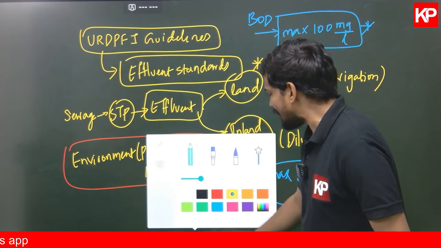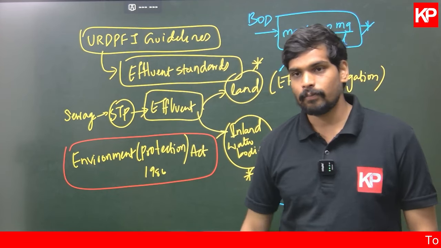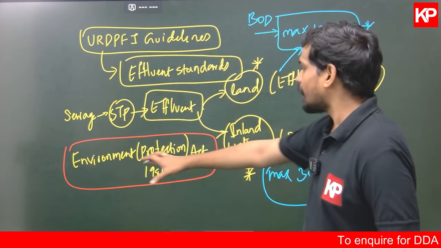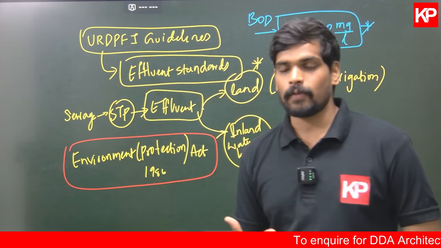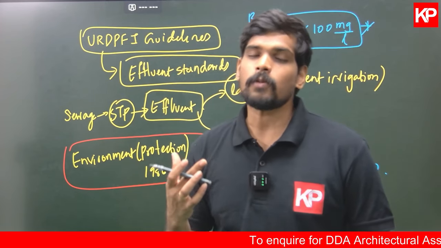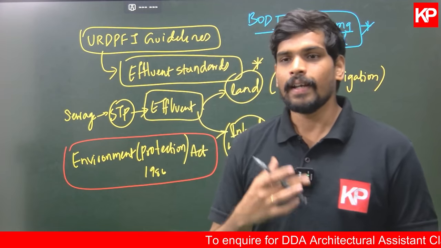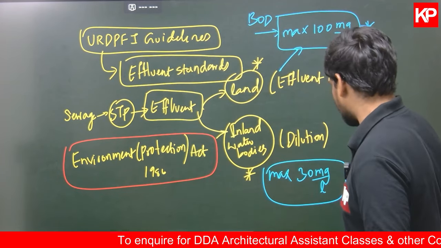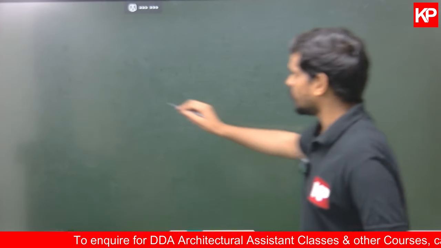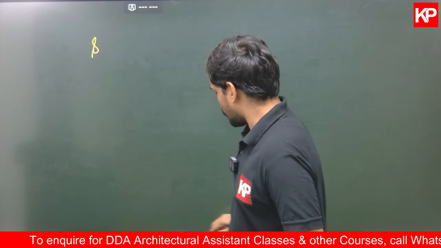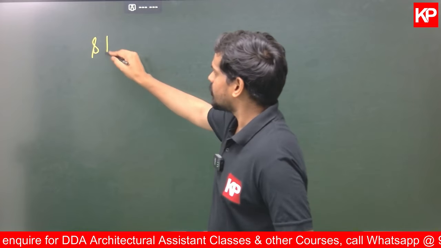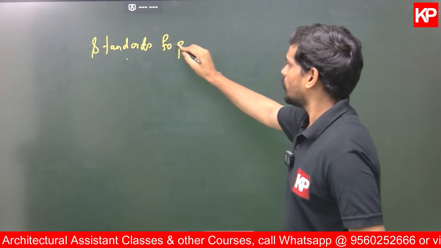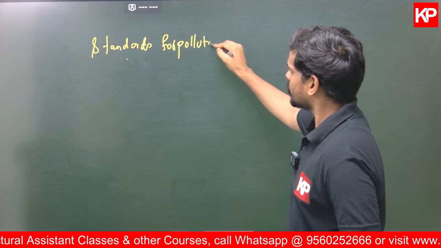In 1986 itself, after the bill was passed by Parliament and became the Environment Protection Act, a set of rules was published by the central government under the Act, which is called the Environment Protection Rules of 1986. So that's basically the source. So who sets the standards for pollutant levels?